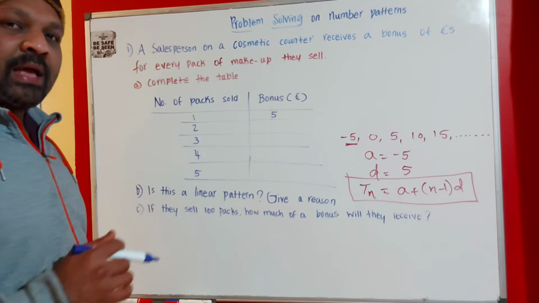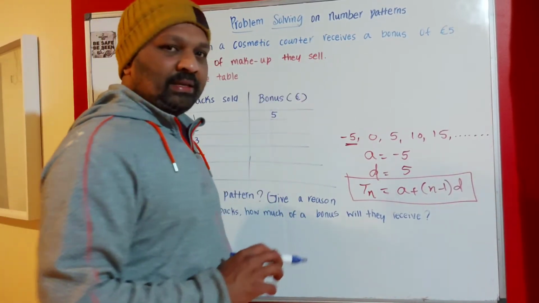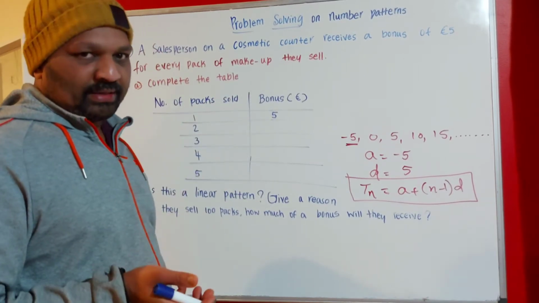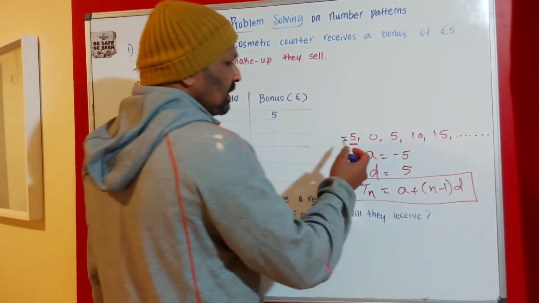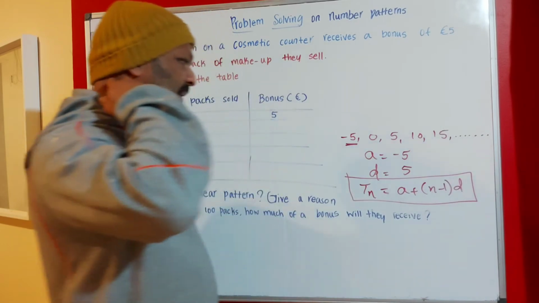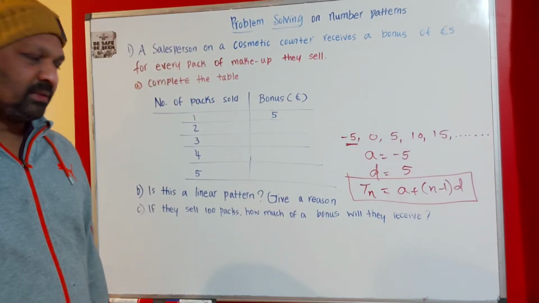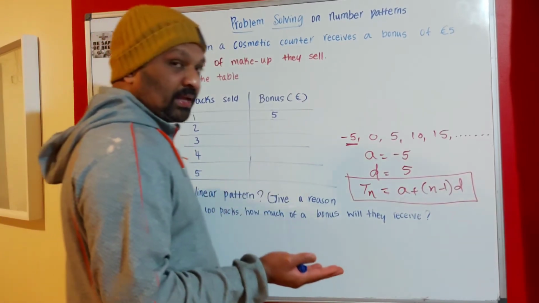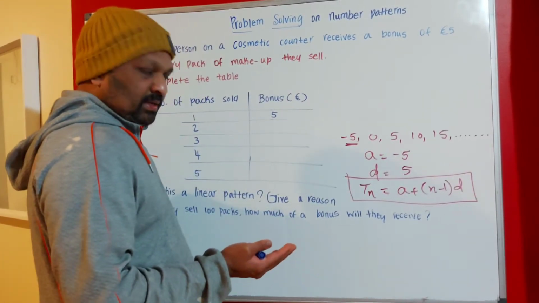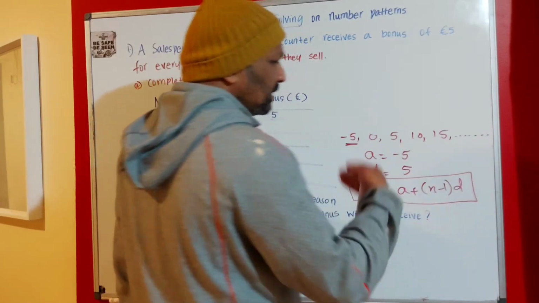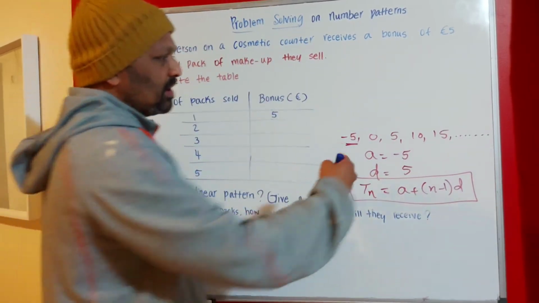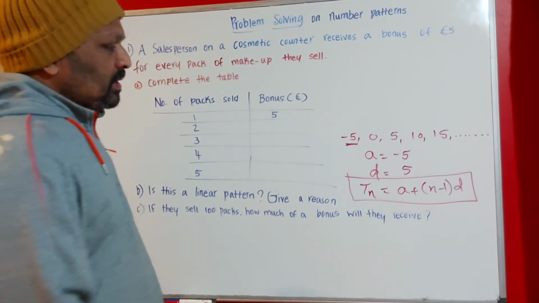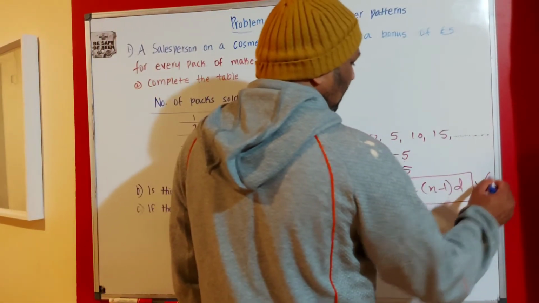What if somebody asks you what is the 100th term in this series, or the 200th term? It is difficult to write that many terms. First of all, there is no space. Secondly, it is time consuming. And thirdly, you need to do a lot of calculations, like you keep on adding 5, 5, 5, 5. That is going to take a lot of time. So in such a case, we have to use this formula.